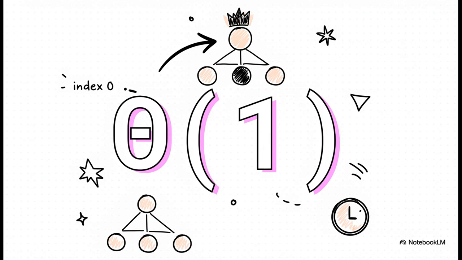So think about it. Because of that heap order rule, where's the most important item, the minimum value, going to be? It's always at the root of the tree, which is just the first spot in our array, index 0. That means just taking a peek at the top priority item, it's instant, constant time.